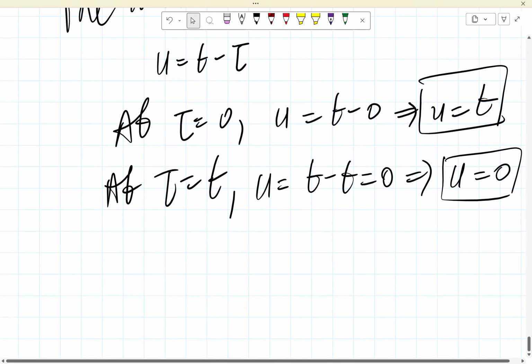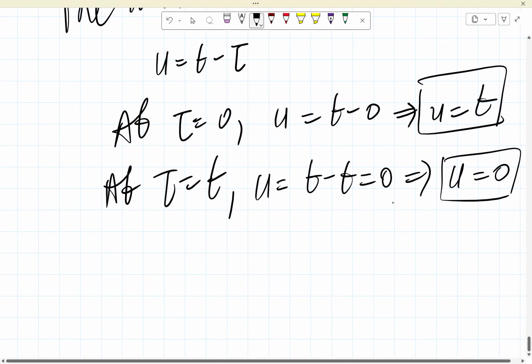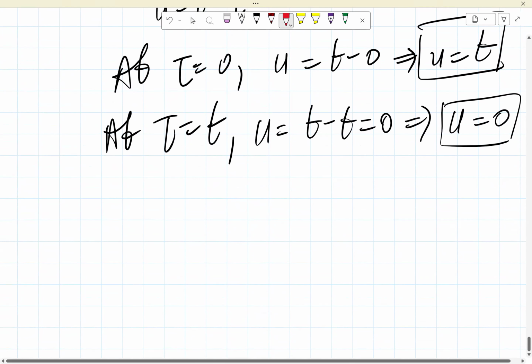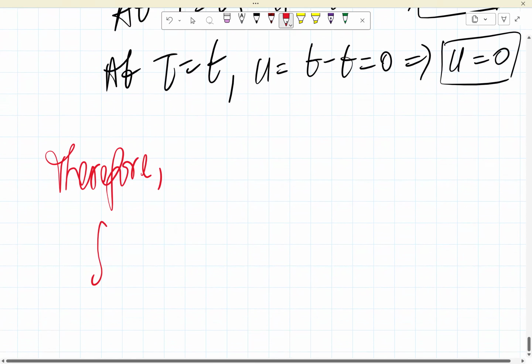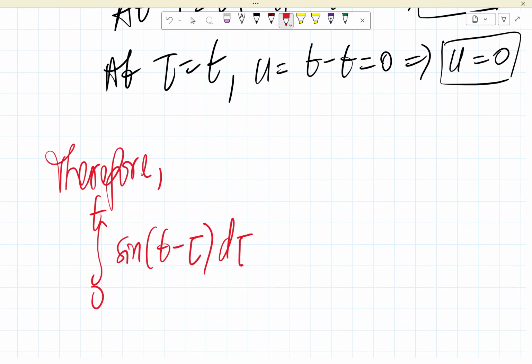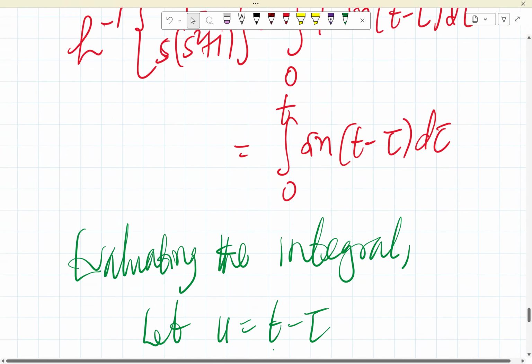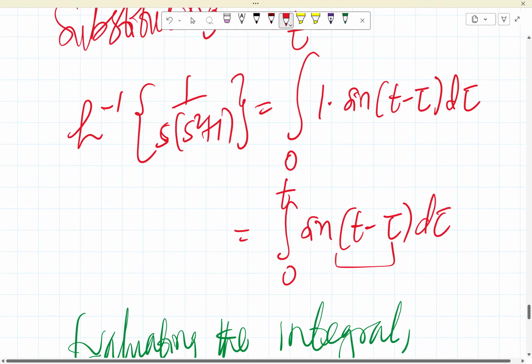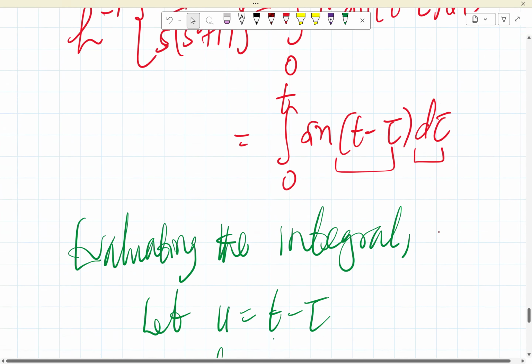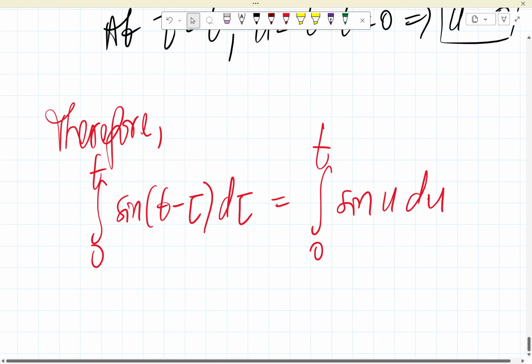So with that in place, we have u is t and u is 0. Therefore, we can say that the integral from 0 to t of sine of t minus tau d tau is the same thing as the integral of sine u du, because t minus tau is already u, and then the d tau is minus du. Okay, I guess I need to go step by step so you can really get the gist.